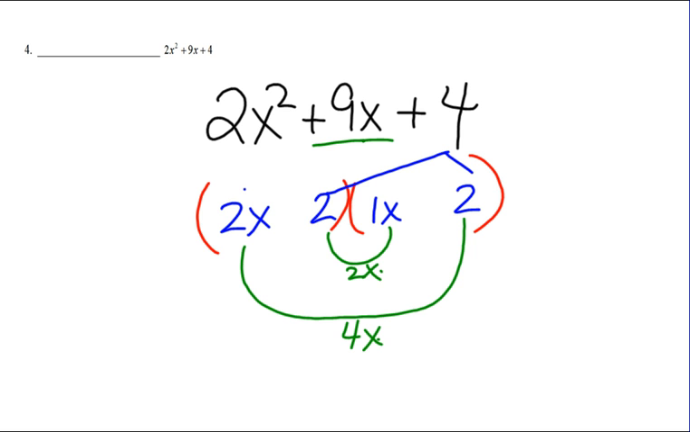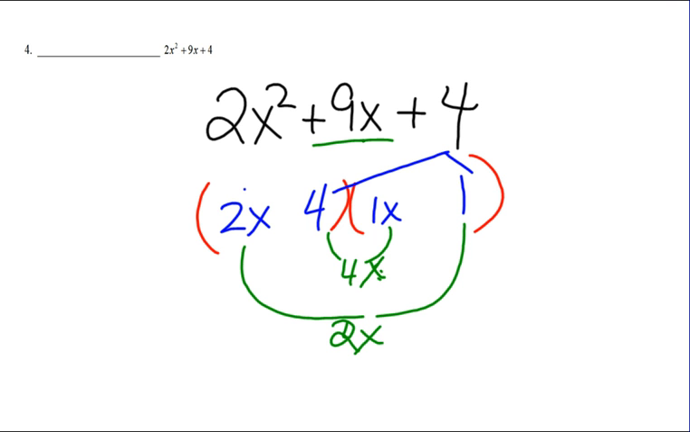No, it doesn't. So then I'd say, okay, well, I guessed wrong, so I'm going to guess another thing. So I'd guess another one. And this time I might guess 4 and 1. So now my outside and my inside. My inside is 4x. My outside is 2x. I'm still at 6x there. I'm not quite at my 9x.